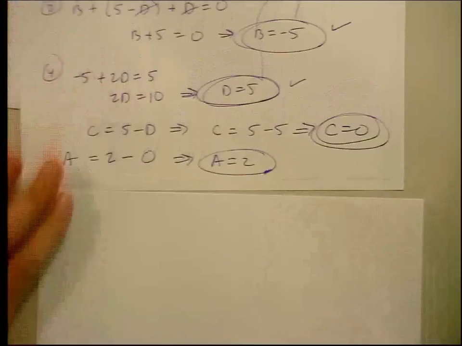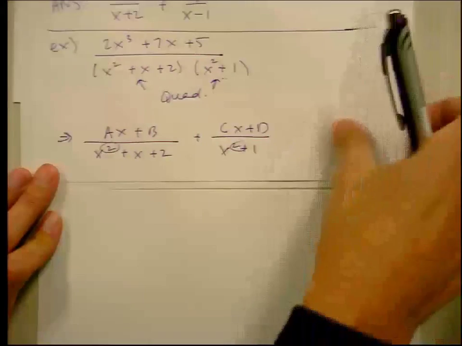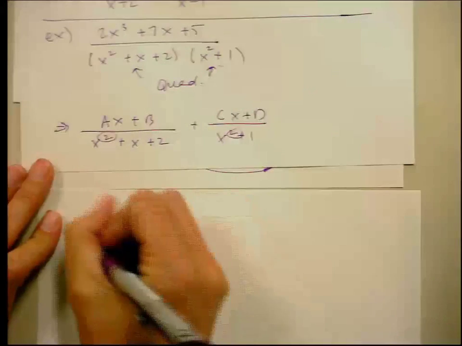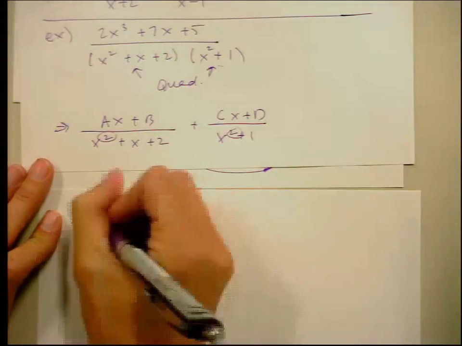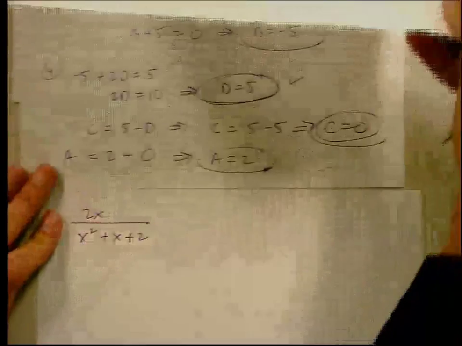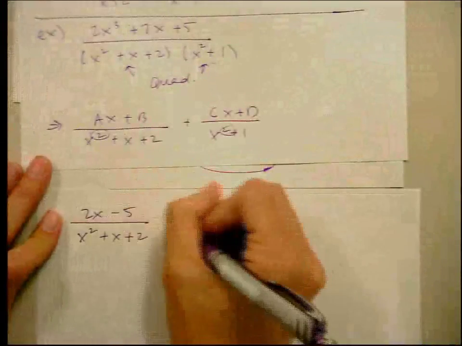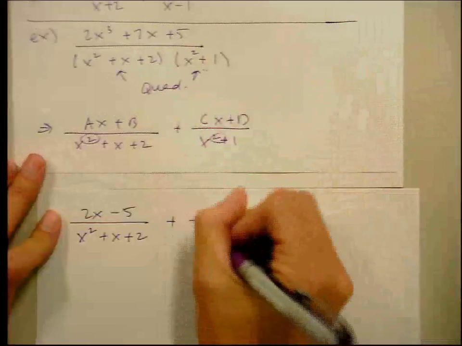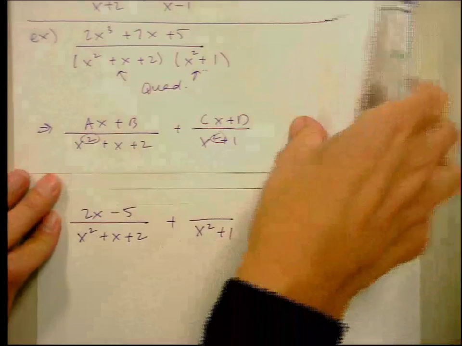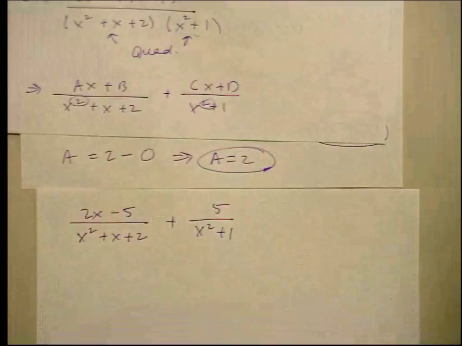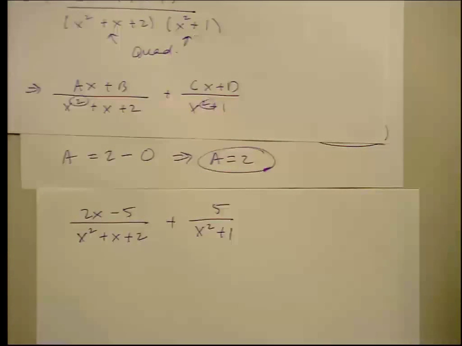Okay, what is my answer? I found all of my values. I'm going to put those back into my original, where is it? Right here. a is 2. So I've got x squared plus x plus 2, and that's 2x. b was negative 5, minus 5 plus c. c is 0, so I don't need an x. This is over x squared plus 1. But d, where was d? d is 5, equals 5. Okay, so that is number 2. And I'm checking my answer here, and it looks great.